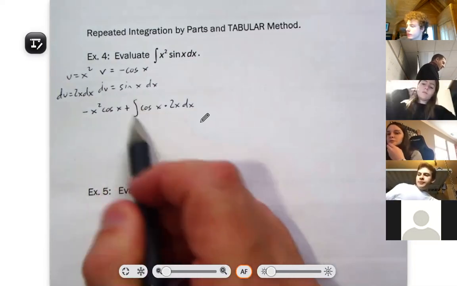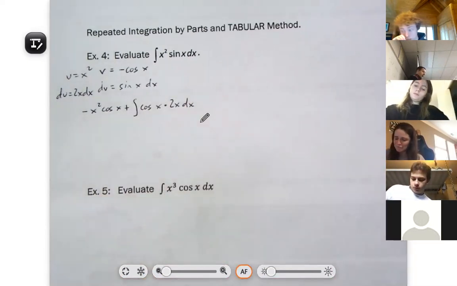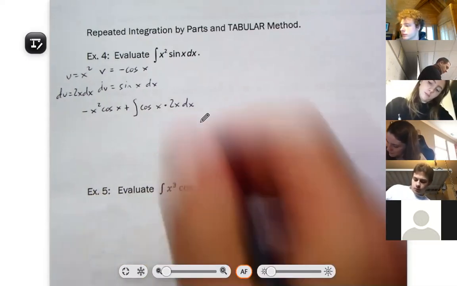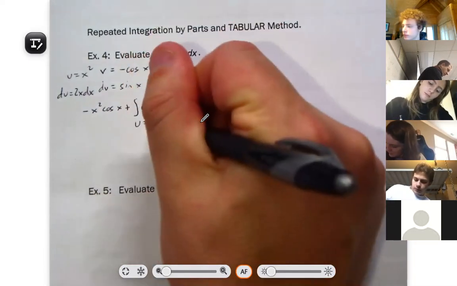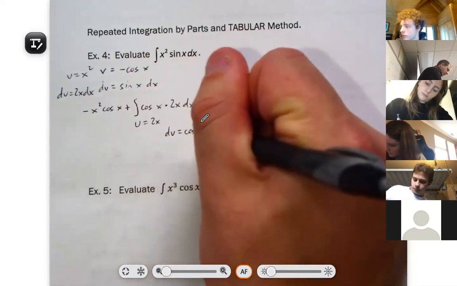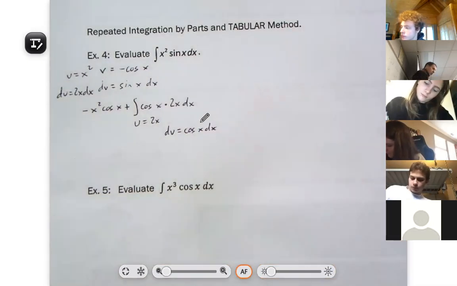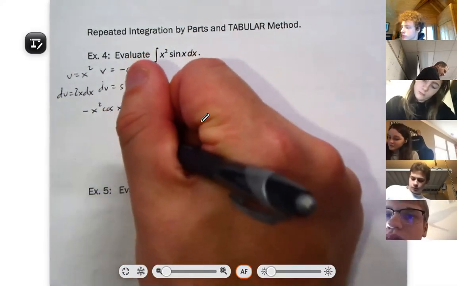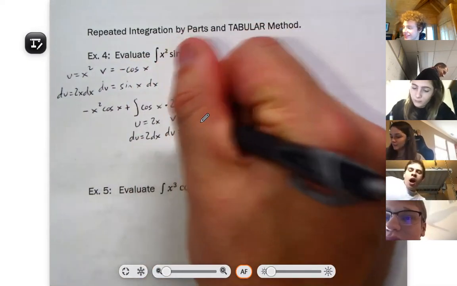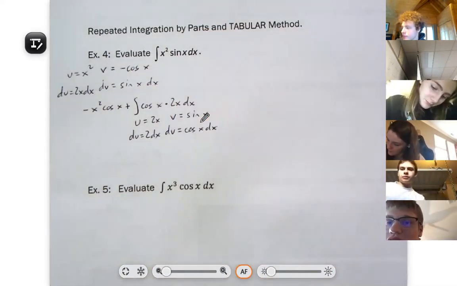So I need to integrate this integral now by integration by parts again, okay? So I go through my checklist. Any logs? No. Inverse trig? No. Algebraic? Yes. So I start over. U is 2x, dv is cosine x dx. Woo! Now we're starting to roll, boys.